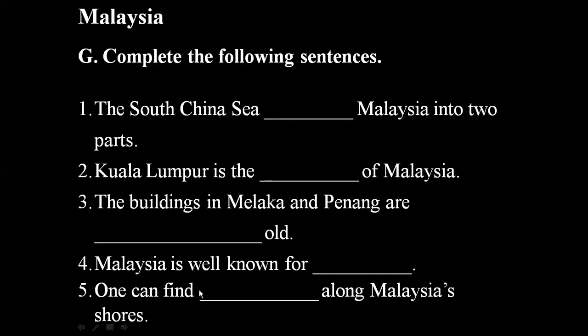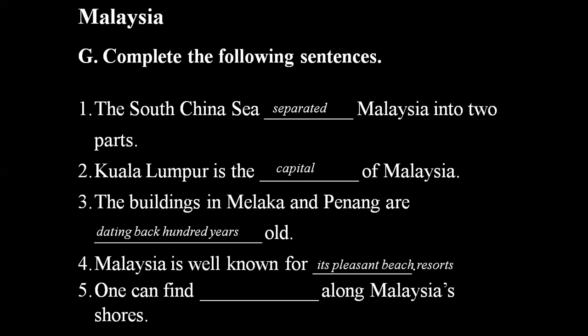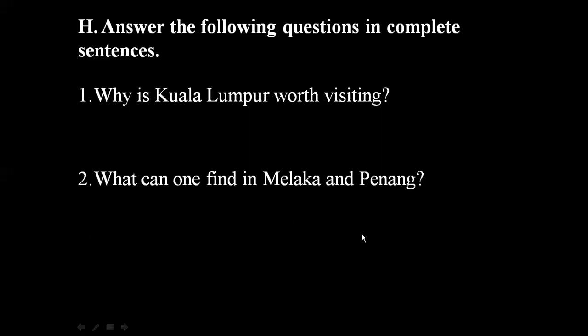You know? And next one, Malaysia. Complete the following sentences. Number one, the South China Sea separates Malaysia into two parts. Kuala Lumpur is the capital of Malaysia. The buildings in Malacca and Penang are hundreds of years old. Malaysia is well known for its pleasant beach resorts. One can find numerous coral reefs along Malaysia's shore.